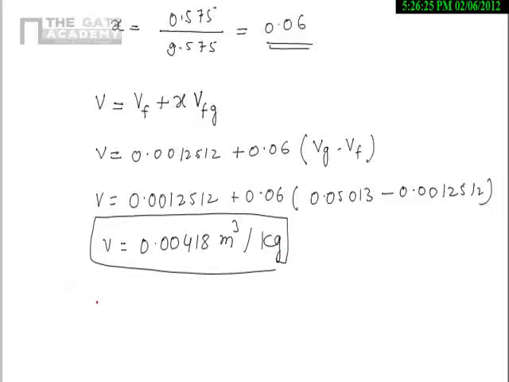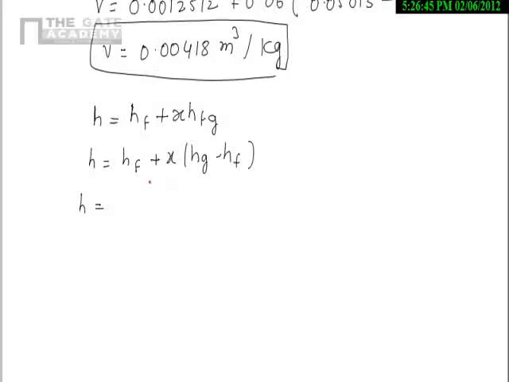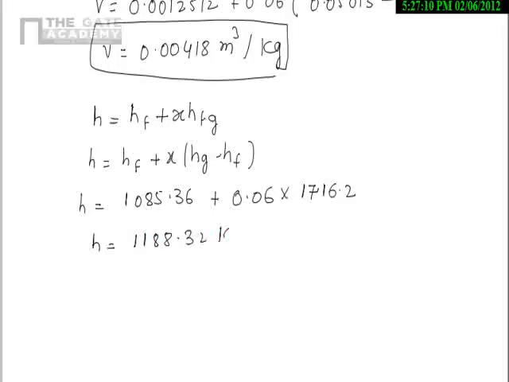Similarly, specific enthalpy of the mixture, we can calculate: h equals hf plus x hfg. From steam table, we are having the value of hf, that is 1085.36. We are having the value of x, we already calculated, 0.06, into the difference, that is 1716.2. So from here we can easily calculate specific enthalpy of the mixture, 1188.32 kilojoule per kg.